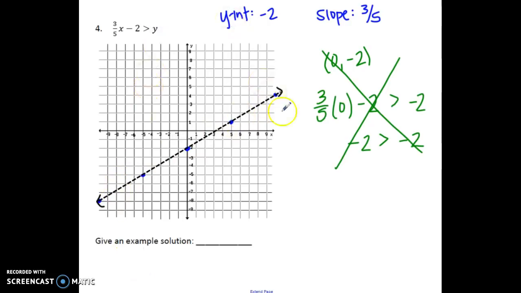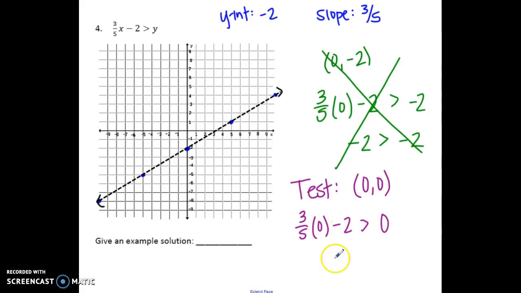So now we want to see where to shade. Again, we're going to pick a test point, and you can pick any point that you want. My advice, pick the origin if it's not on the line, and in this case it's not, so we're going to plug in 0, 0. So 3/5 times x minus 2 is greater than y, and in x and y we put the zeros. 3/5 times 0 is 0, minus 2 is -2. Is -2 greater than 0? No, which means 0, 0 is not a solution. So we don't want to shade on this side, instead we want to shade over here on this side.